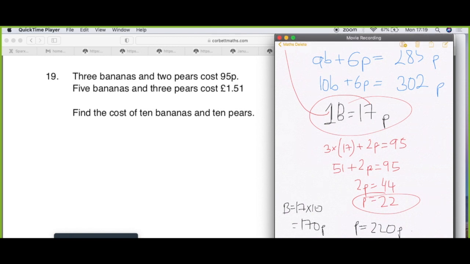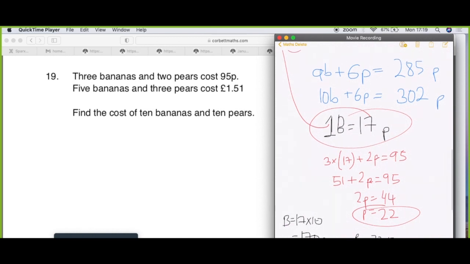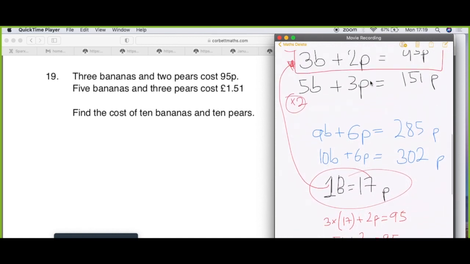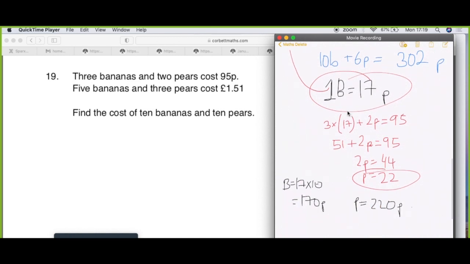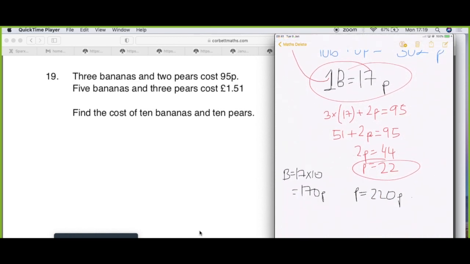So yeah, this example is a little bit different from the other one. In the other one, one of the variables was the same, whereas here, none of the variables are the same. So your task was to figure out how to make the variables the same first, and then attempt it. Yeah, it's quite easy.